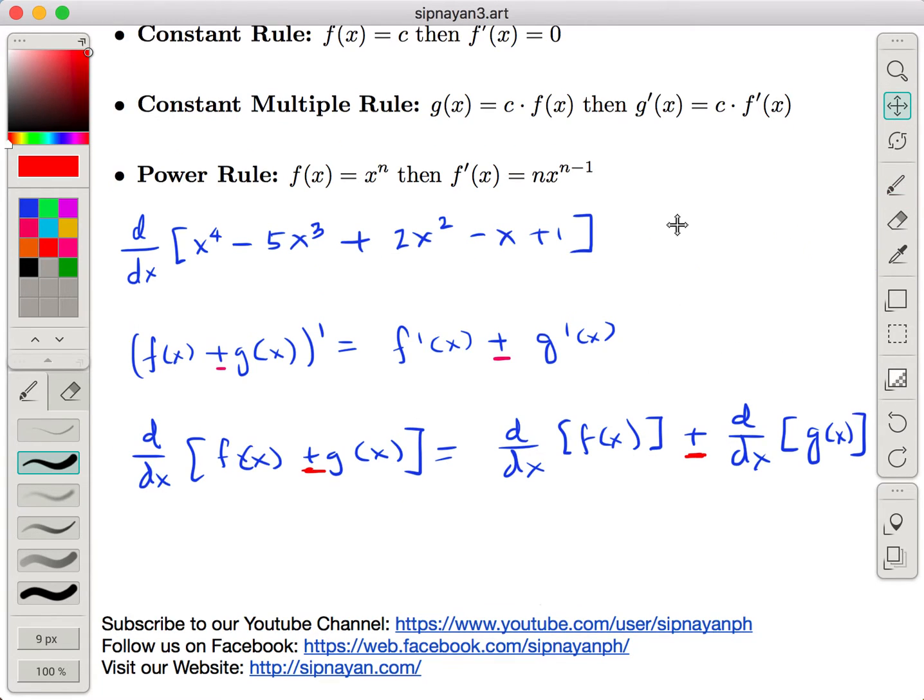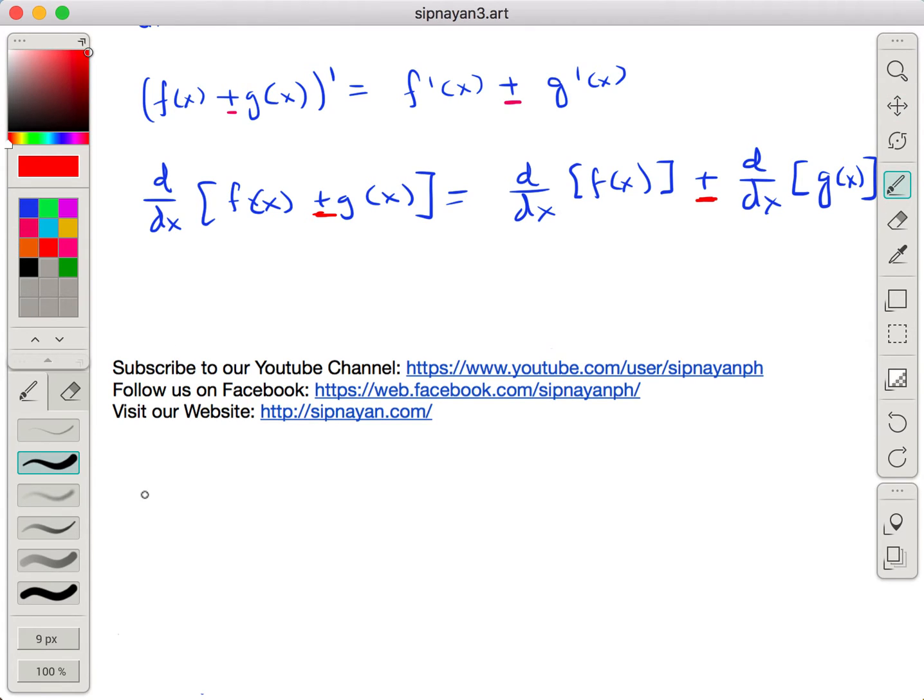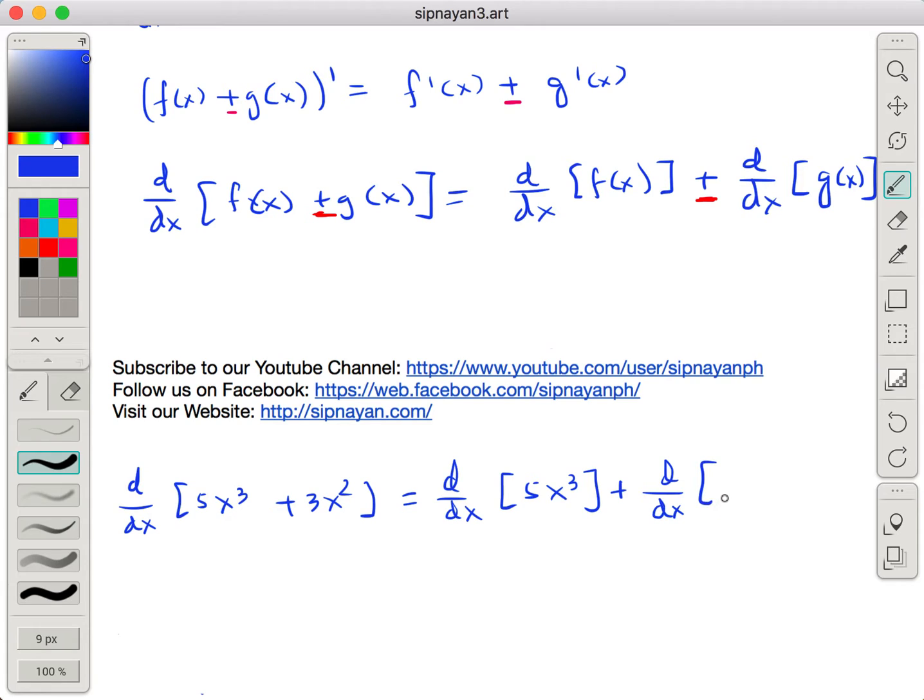How do we find the derivative of 5x cubed plus 3x squared? So derivative of 5x cubed plus 3x squared. So using this notation, ang gagawin natin, we get the derivative of the first function, 5x cubed, and then since plus dito, plus din tayo dito, and then we get the derivative of the second function, 3x squared.